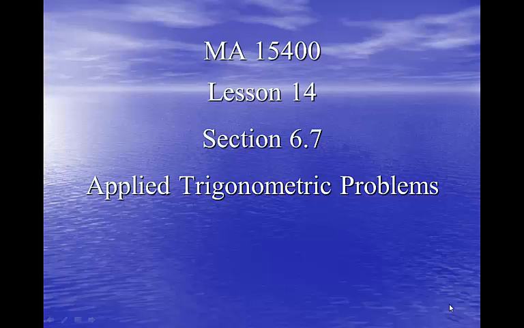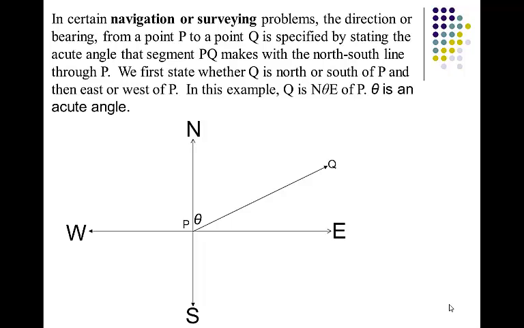Well, here we go with lesson 14, section 6.7. It's going to wrap up section 6.7, applied trigonometric problems. So we're going to have two types of problems in this lesson. We're going to have navigation problems, or navigation and surveying problems, and then we'll also have directional problems with airlines. There'll be the compass headings type problems.